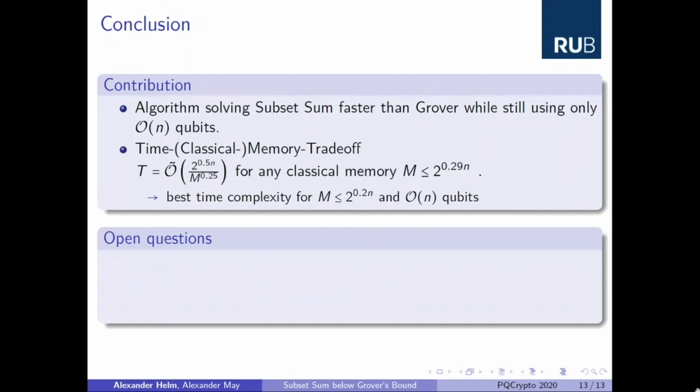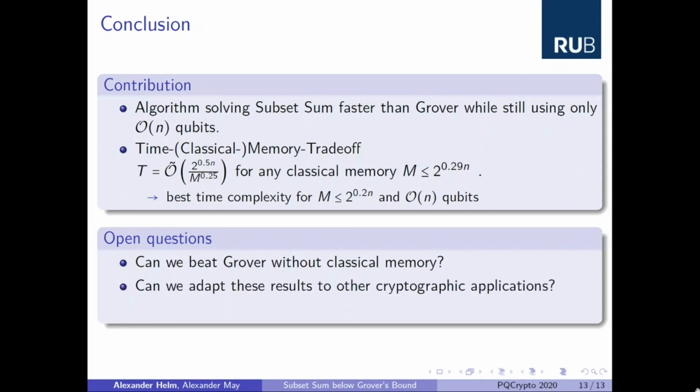And now at the end of my talk, I still want to mention some open questions. There's still the question if we can construct a quantum algorithm which performs faster than Grover without the use of classical memory. Another direction would be to adapt our results to other cryptographic applications and see what resulting complexities we can achieve there. And finally, I hope I could motivate more people to work on quantum algorithms without using QRAM, because this class of algorithms can run on quantum computers in maybe 10 to 15 years.